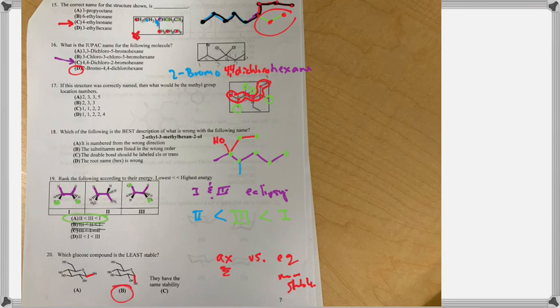Yes? What's the right answer on 15 again? Sorry, on which one? 15. 15, 4-ethyl nonane.